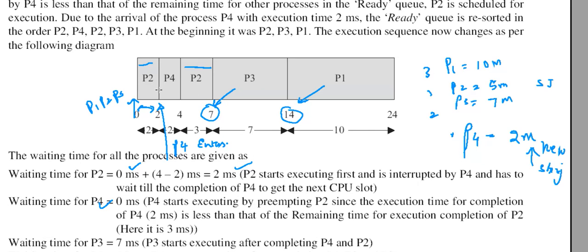But here some confusion is there. P2 actually waited here. P4 came in between with the highest priority, the shortest job. So here it waited. Here it is running. Here it is running. So P2 waited only this much.